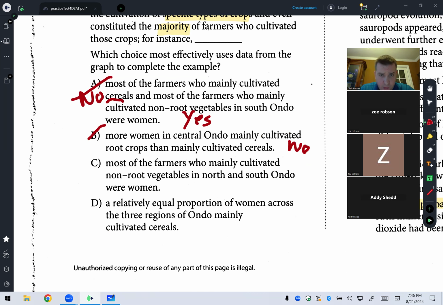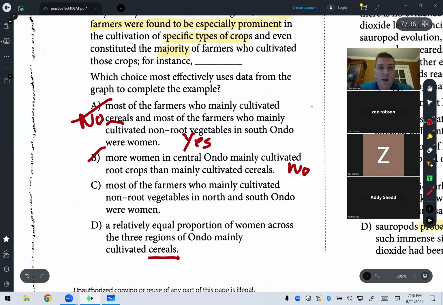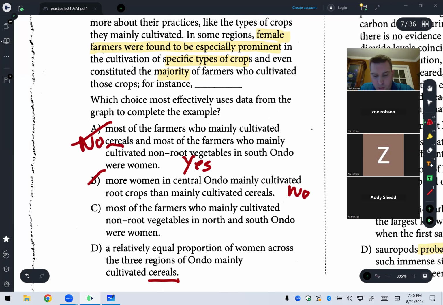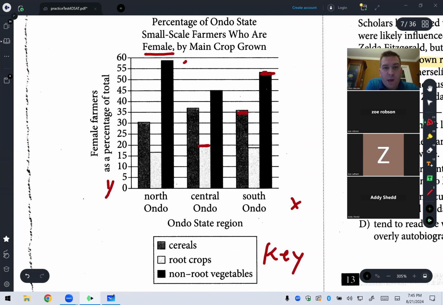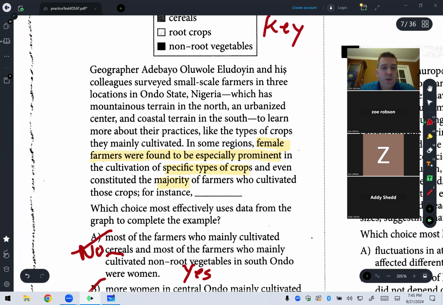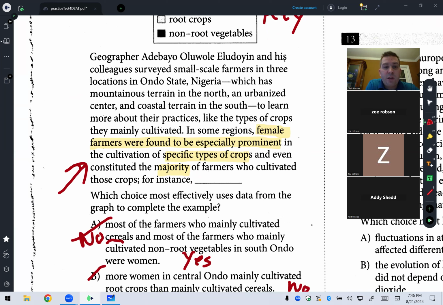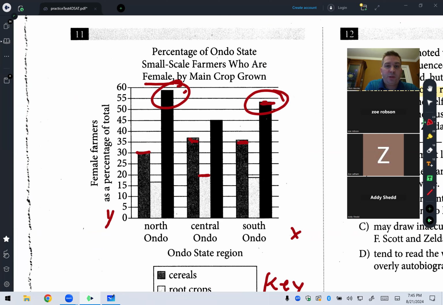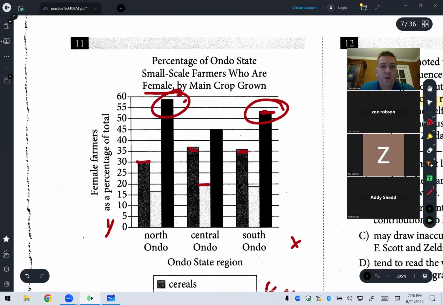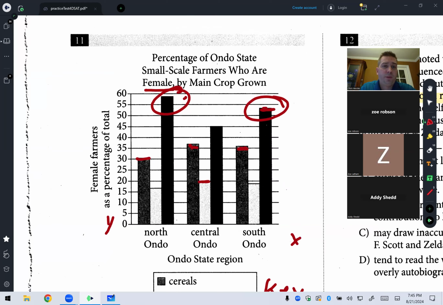Let's look at another one. A relatively equal proportion of women across the 3 regions of Ondo mainly cultivated cereals. Okay, let me look at the data here. I'm looking at cereals for all 3 regions. Are we saying that it's between like 30, 35%? It's roughly in the 30%. But does that support our supposition? Does that have anything to do with a majority of the farmers cultivating crops? We're below a majority. I'm interested in where the females are the main grower of the crops.